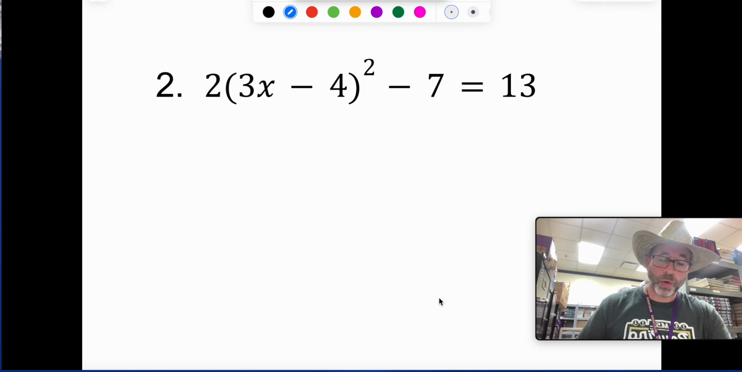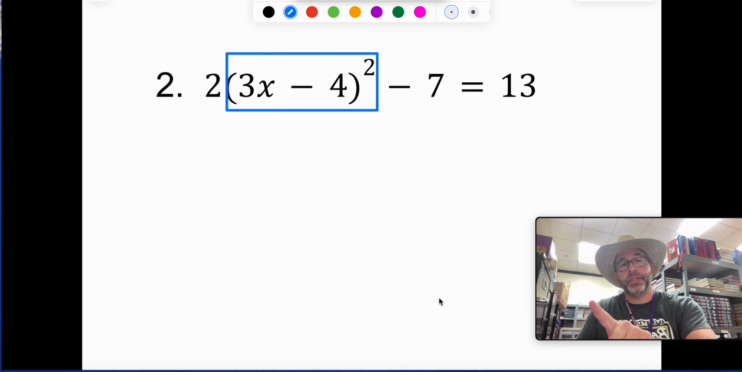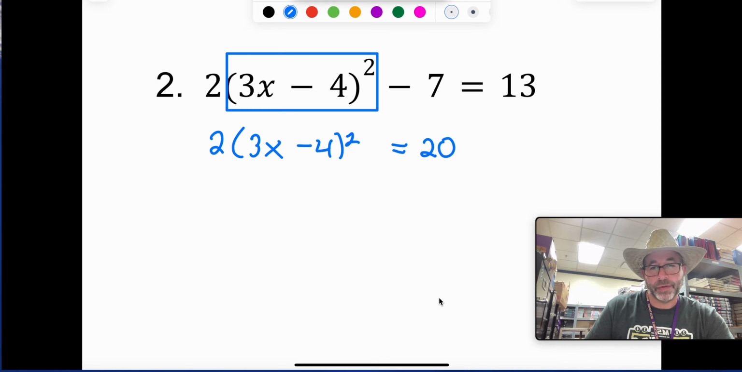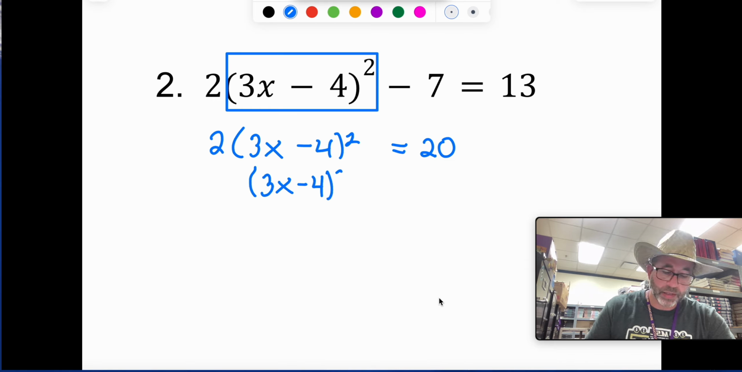So in order to isolate this quantity, we have to take that 7 that we see there. We're going to move that over. And then we're going to take the 2 and divide everything by 2. So we are going to have 2 times (3x minus 4) squared is going to equal 20. That's by adding 7. Divide by 2, we end up with (3x minus 4) squared is going to equal 10.